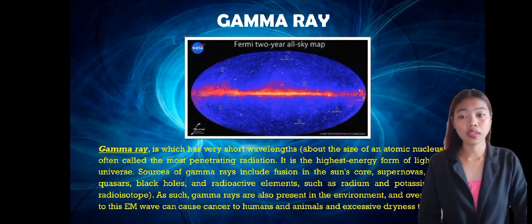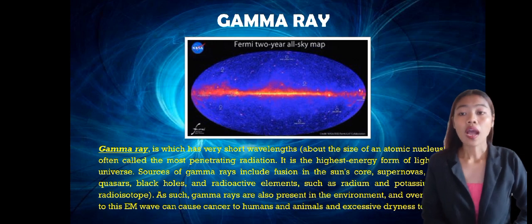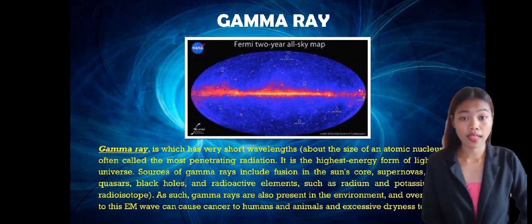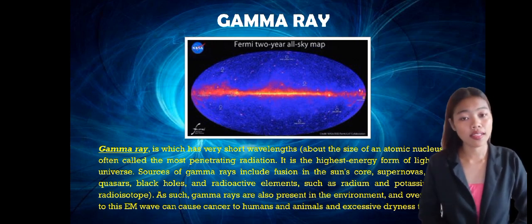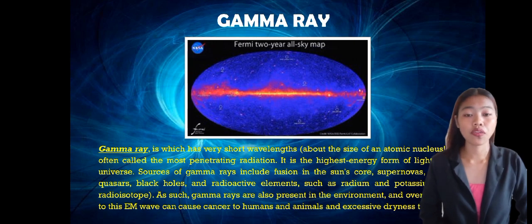For the last region, the gamma ray. Gamma ray, which has a very short wavelength about the size of an atomic nucleus, is often called the most penetrating radiation. It is the highest energy form of light in the universe.